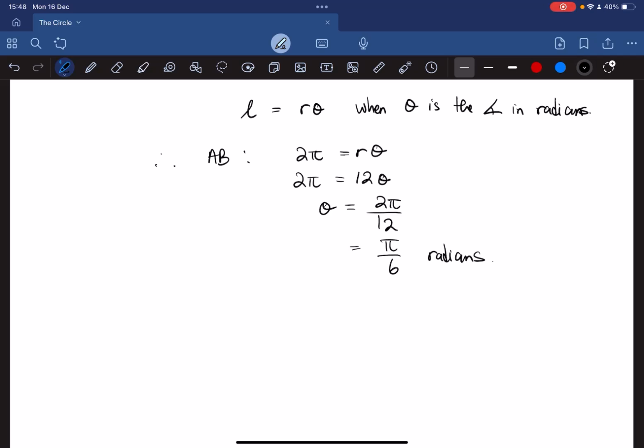And for us to change from radians to degrees, we multiply by 180 over pi. Hence, the angle would be pi over 6 times 180 over pi. This and this cancel. 6 into 6, 1. 6 into 180 is 30. Therefore, our theta is equal to 30 degrees. So the acute angle AOB is equal to 30 degrees.